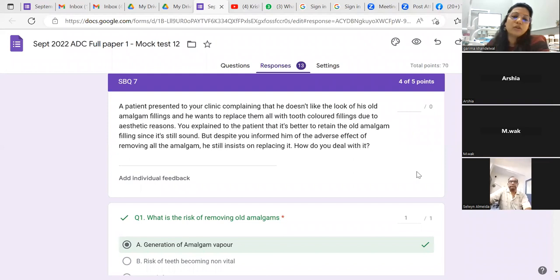A patient presented to your clinic complaining that he doesn't like the look of his old amalgam fillings and he wants to replace them all with tooth-colored fillings due to aesthetic reasons. This is again a very common question, and one question will definitely be asked in your exam. Understand? Regarding amalgam. Because ADC loves amalgam.